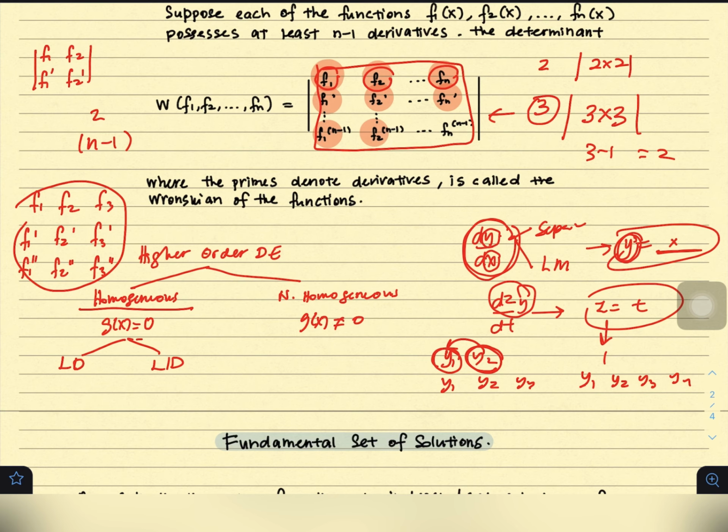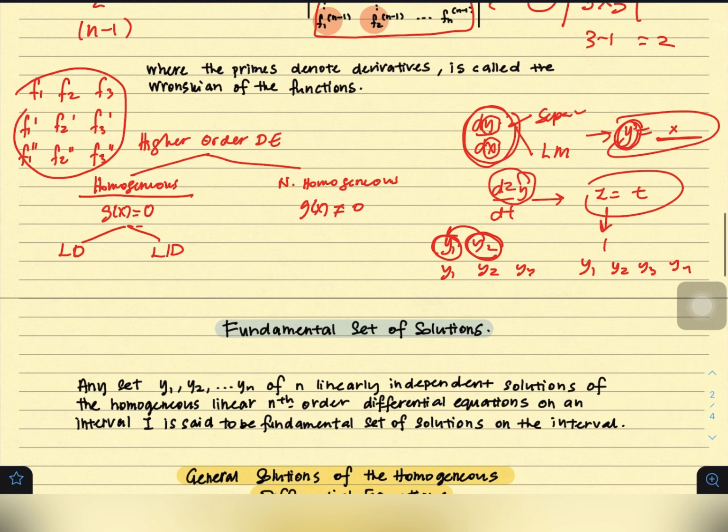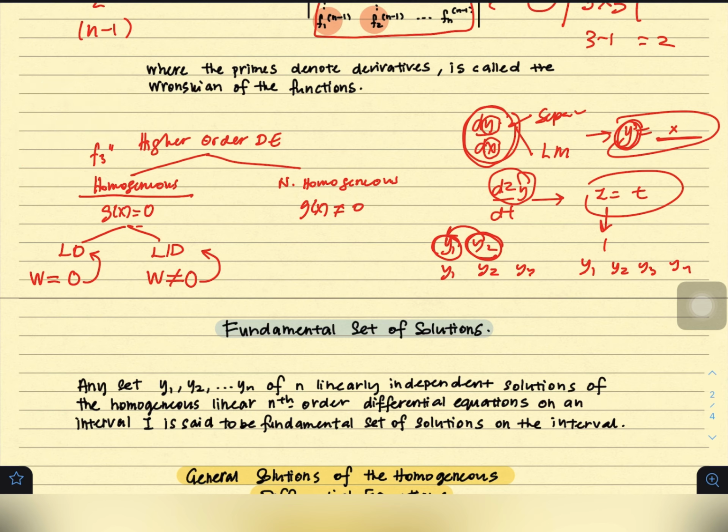And what is the Wronskian value? For the Wronskian value, you need to find the determinant of that matrix. Okay, so if the value of the Wronskian is equal to 0, it means that your solution is linearly dependent. Otherwise, if your W, the Wronskian value, is not equal to 0, it means that your solution is linearly independent. So that is how we determine whether our solution is dependent or independent. All of this has been explained in the previous video, so please watch the video.